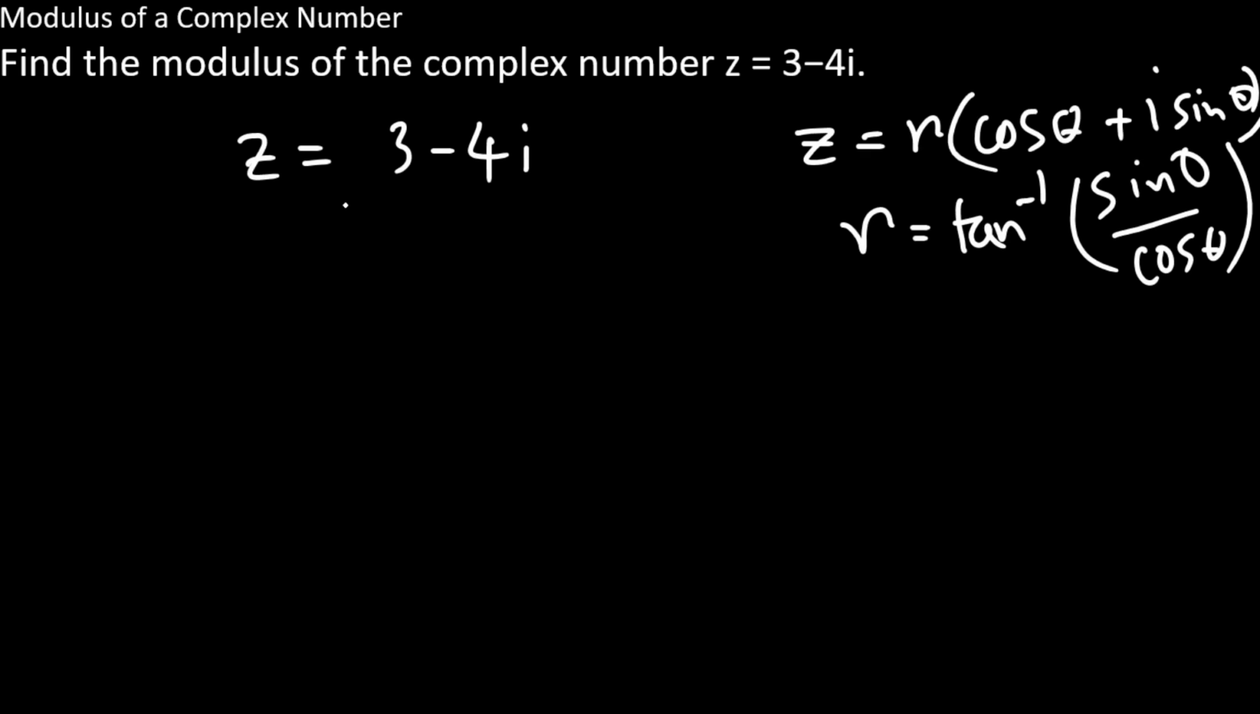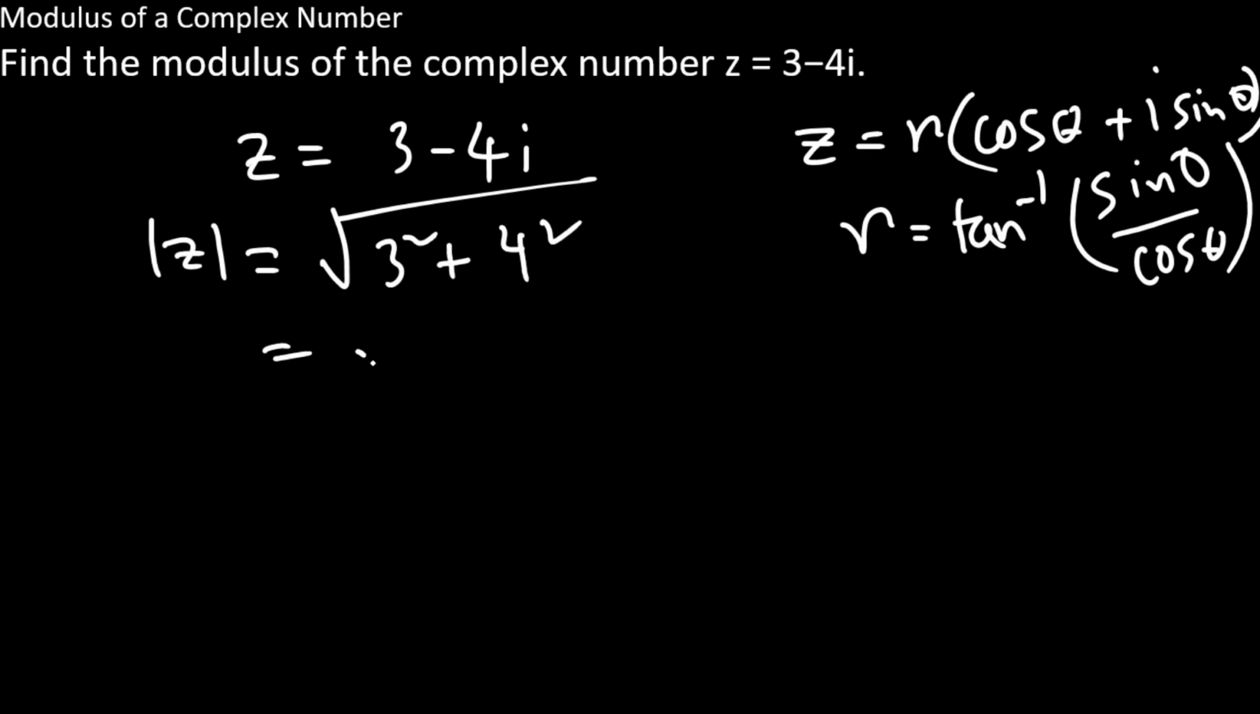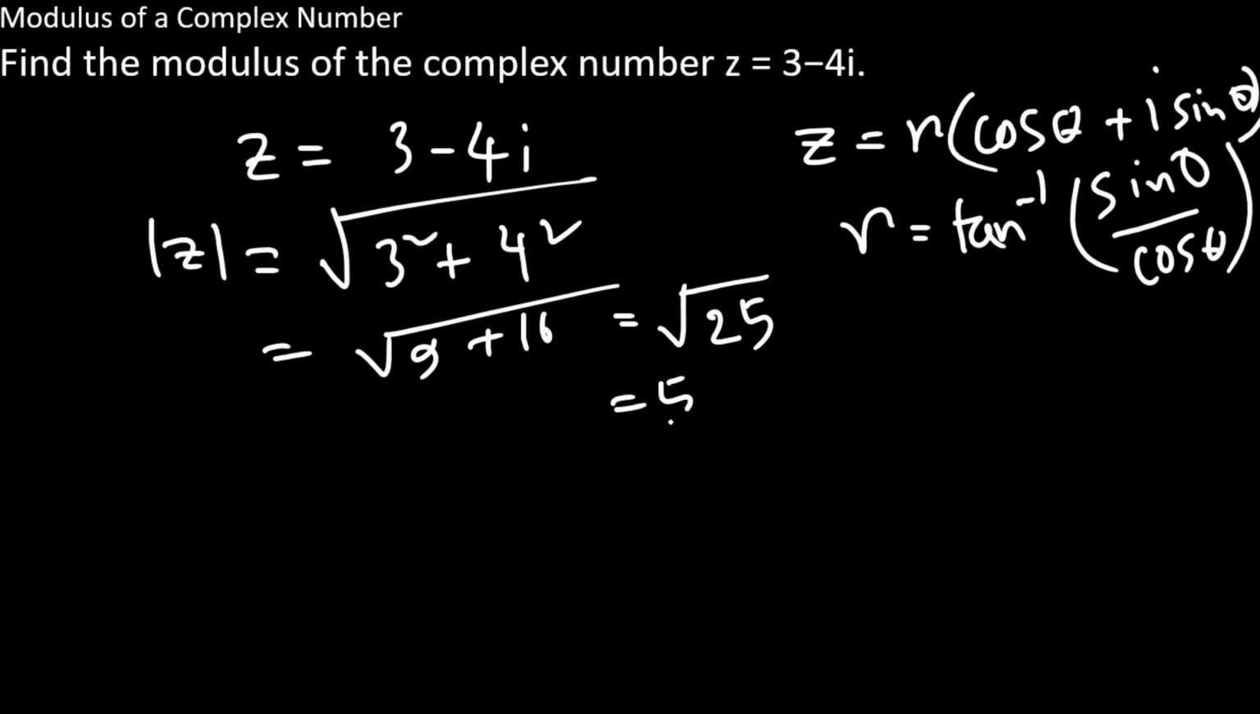First we need to find the value of the modulus. The modulus of z equals the square root of 3 square plus 4 square. 3 square is 9 plus 16, so the whole thing is the square root of 25, which gives me the answer 5. So the value of r equals 5.